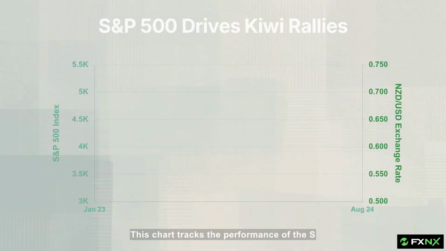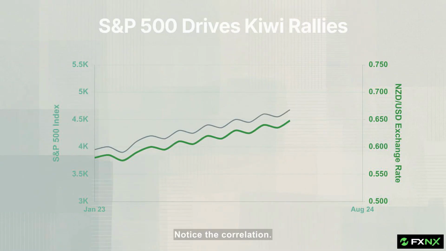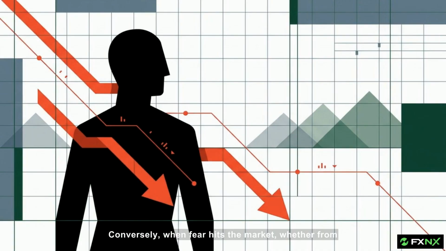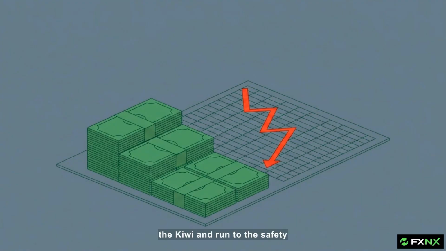This chart tracks the performance of the S&P 500 alongside the New Zealand dollar. Notice the correlation. When U.S. stock markets rally hard, the Kiwi almost always follows suit. Conversely, when fear hits the market, whether from sudden geopolitical tension or an unexpected inflation print, investors dump risk-on assets like the Kiwi and run to the safety of the US dollar.